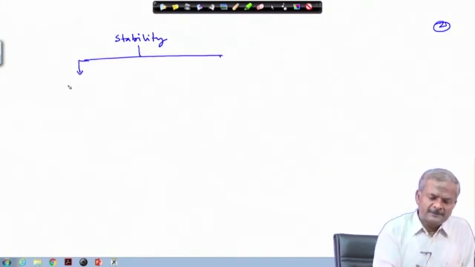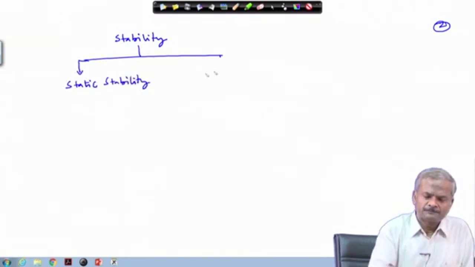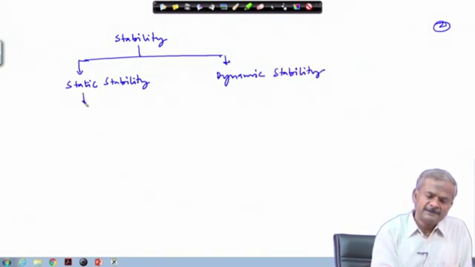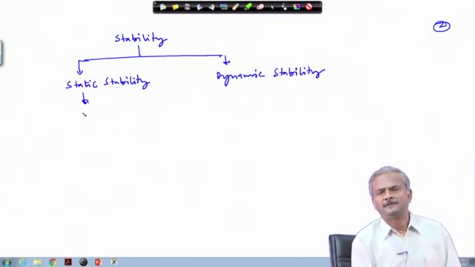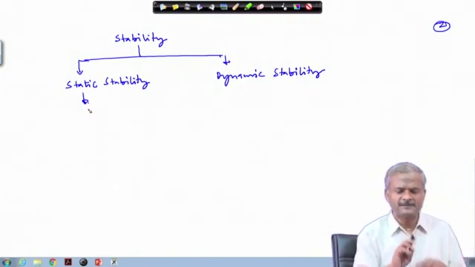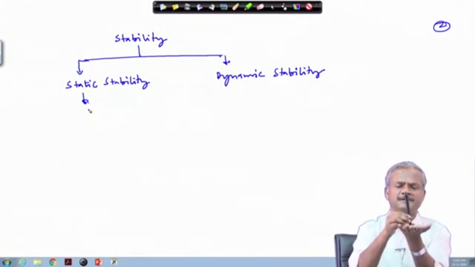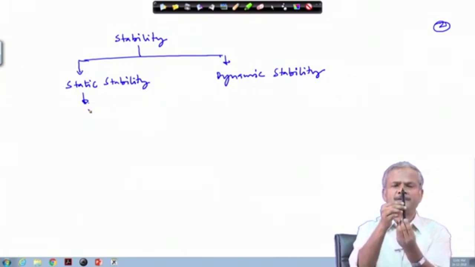So, stability we can divide into two parts, the static stability and the dynamic stability. In this static stability, there is no time involved, there is no motion involved. Once you have disturbed the system, this is my pin, and obviously you know that this is an unstable system. As you leave it, it starts falling, unless it is perfectly in the vertical condition, it cannot stand like this. Even while I am speaking, the air coming from my mouth can disturb it and it will fall.